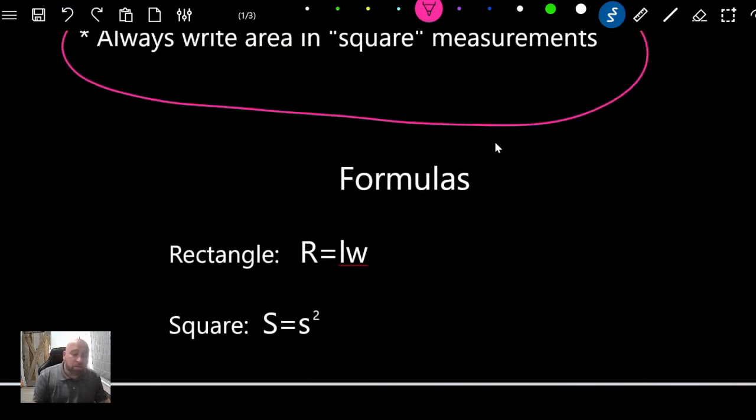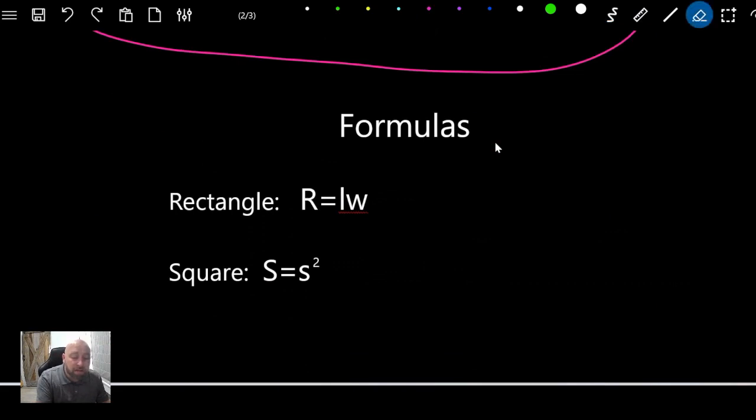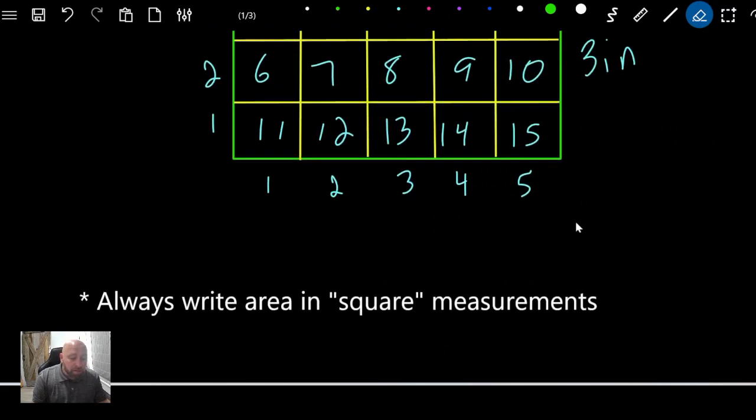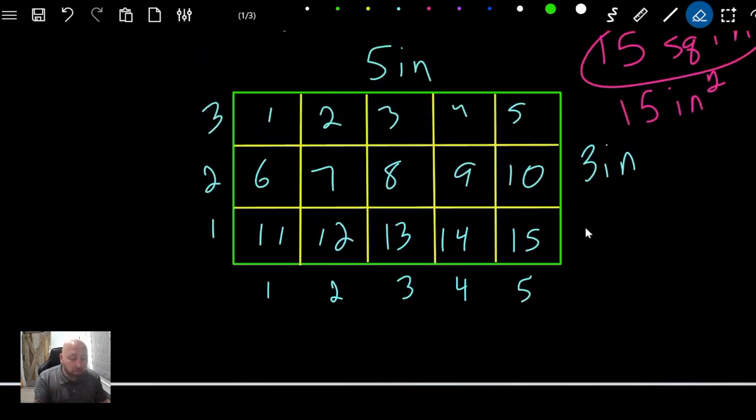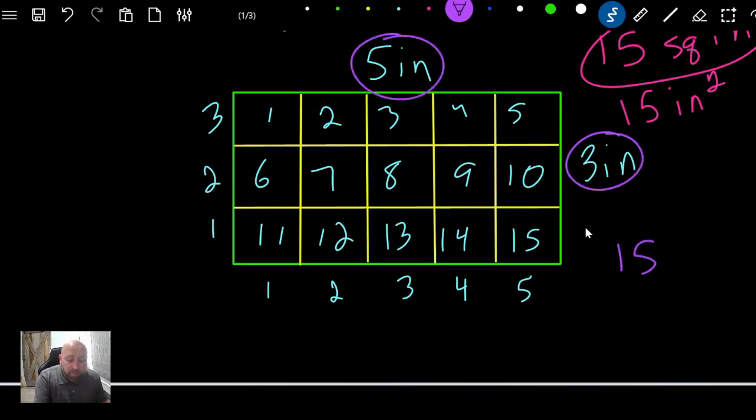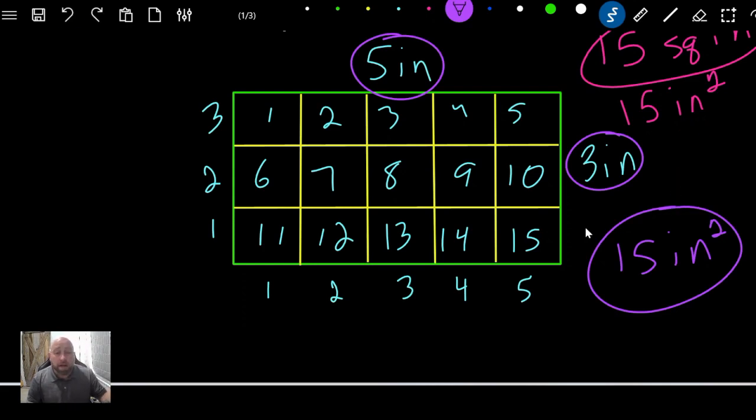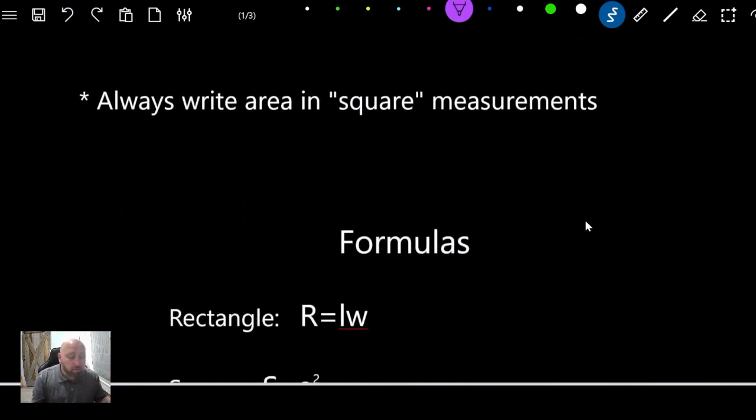Now, you might say, whoa, I don't want to have to count boxes every time I do this. Well, good news. There are formulas. And maybe on this one you said, I think I know the formula. What if I take 3 times 5? That gives me 15. And if we always write our units in square, there we go. 15 inches squared is the same answer that I got when I counted. You're correct. That's the formula for a rectangle. You just take the length times the width.